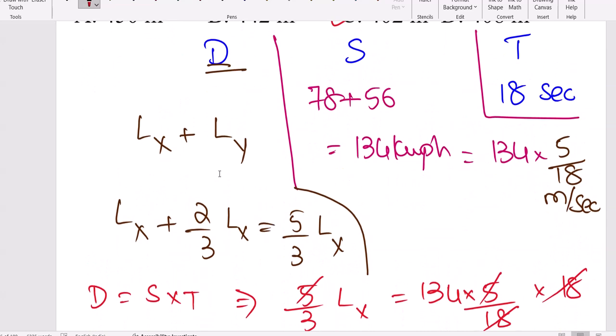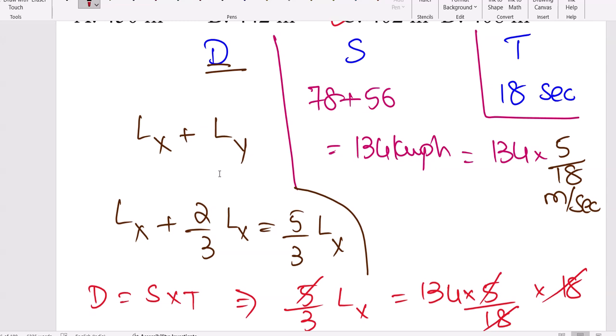134 into 3, so nothing new. Distance is speed into time, same in every question, the same discussion. But how did you modify the distance as per the question? Why are the speeds added here? In the previous question you took only one speed, when the train was crossing the platform. The platform is not moving, so its speed is 0. Here both objects are moving. That's why we consider the addition or subtraction of speeds.